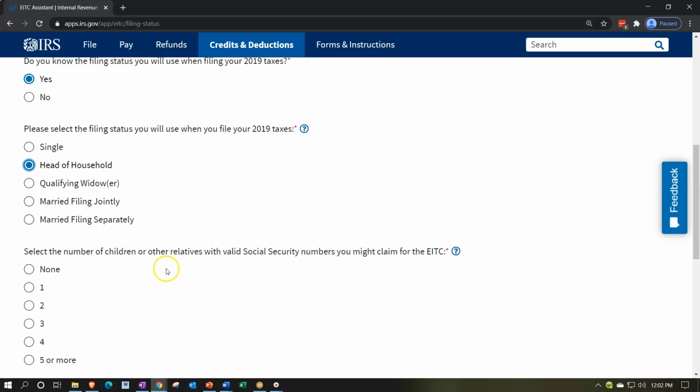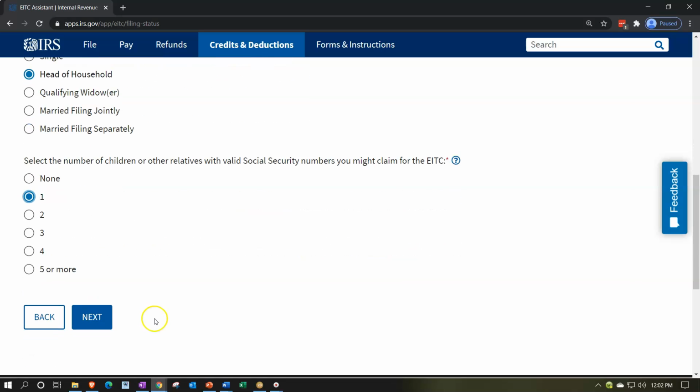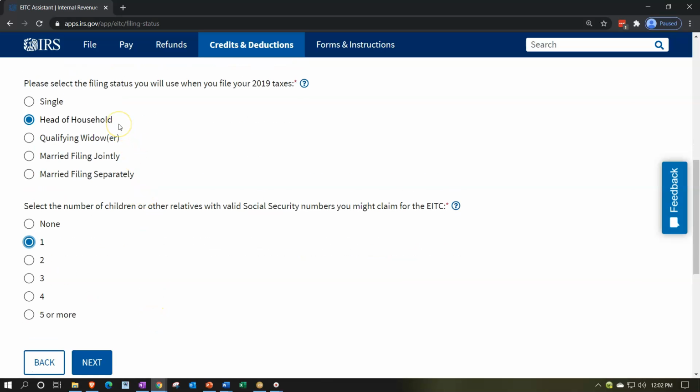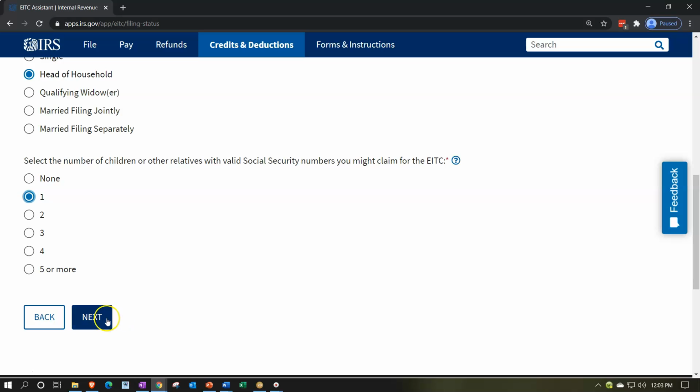Select the number of children or other relatives with valid Social Security numbers you might claim for the EITC. Now remember, you're not required to have any dependents in order to qualify for the credit, but it's much more likely that the credit's going to be more substantial if there are children involved. So I'm going to go with one qualifying child, and that's what can possibly bring us up to head of household instead of single. And then I'm going to say next.